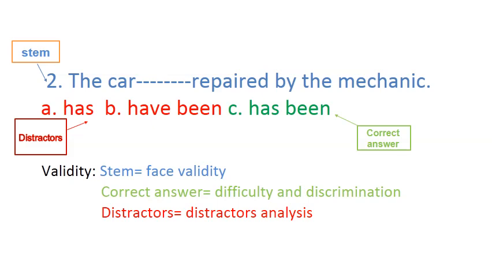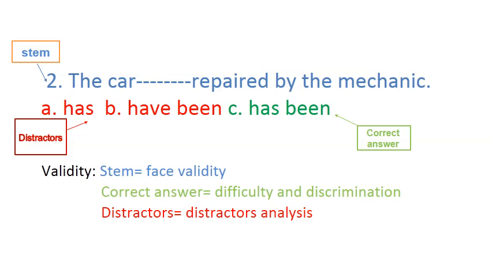And we have the correct answer, or the correct option. How can I decide the validity of the correct option? The validity of the correct option is decided by the difficulty and discrimination power. Now we have distractors, the incorrect options. How can I decide the validity of distractors? The validity of distractors is decided by distractors analysis.